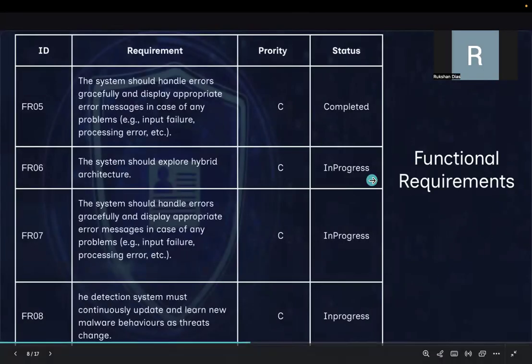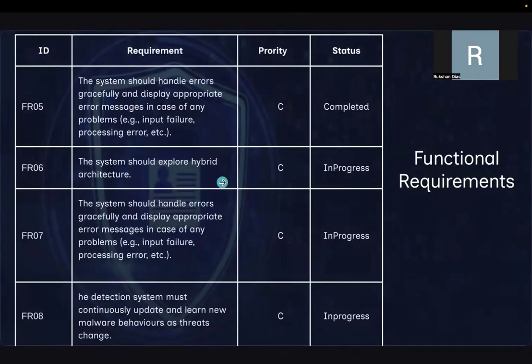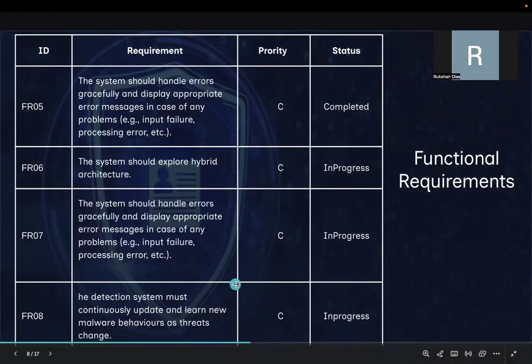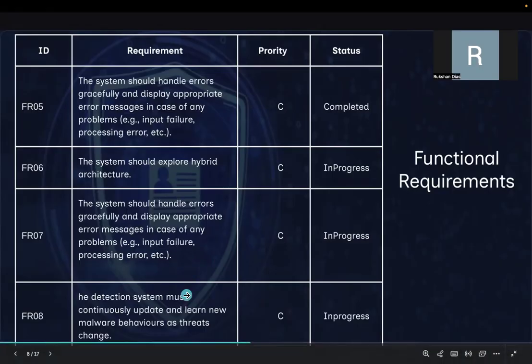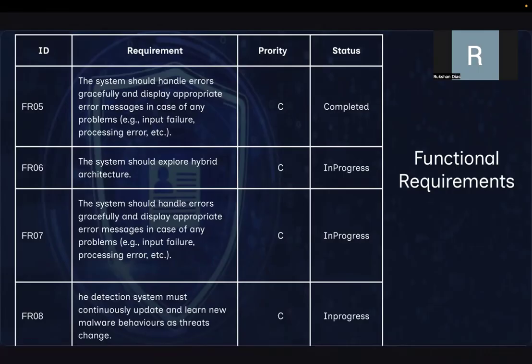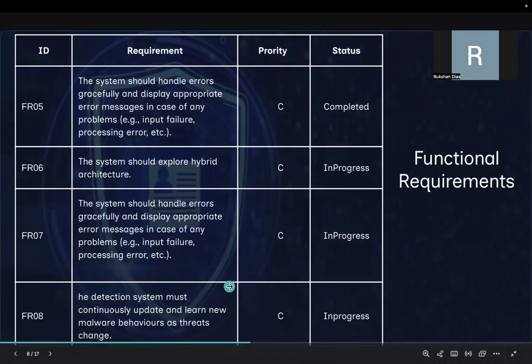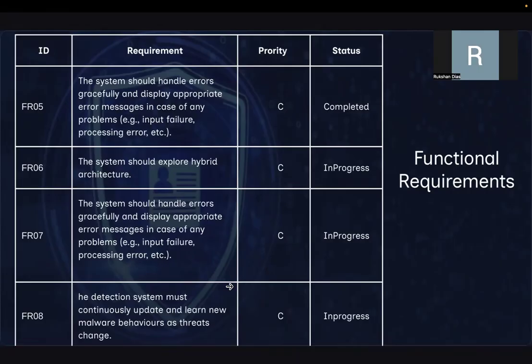So this is another section that is in progress. The system should explore hybrid architecture, which is in progress, and the detection system must continuously update. Like I said previously, if it makes mistakes, it should update and learn new malware behaviors as threats change. So this can prevent zero-day malware as well. And the system should handle errors gracefully and display an appropriate error message in case of any problems like input failure.